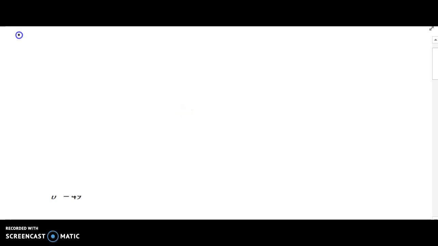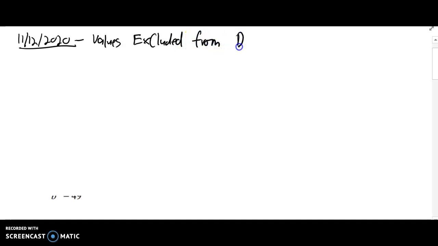Today is November the 12th, and our topic for today is values excluded from the domain. And our guiding principle today is the idea that we cannot have 0 in the denominator.